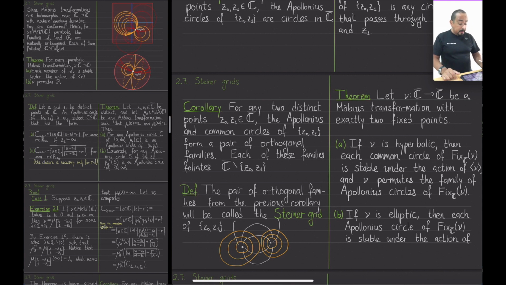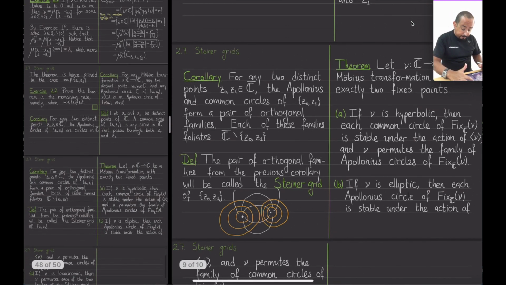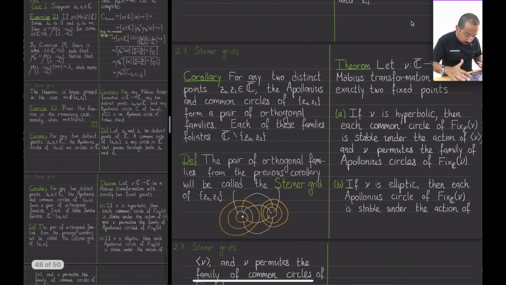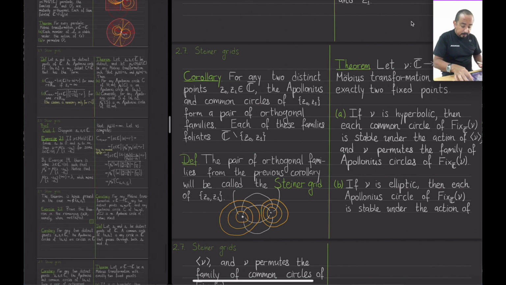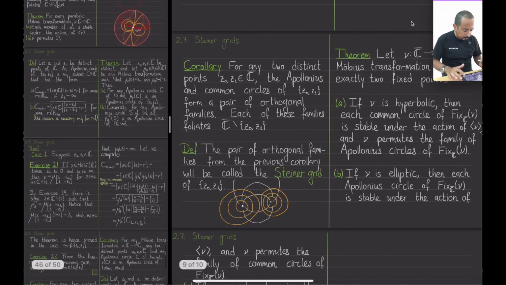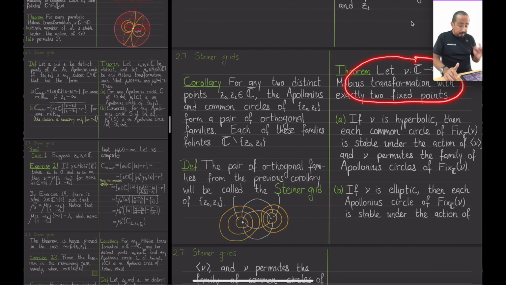Okay, and the theorem is the following. Sorry, I suddenly thought this was the same file as this one, but they are not actually the same file. Okay, so the theorem is the following: take any Möbius transformation nu with exactly 2 fixed points.